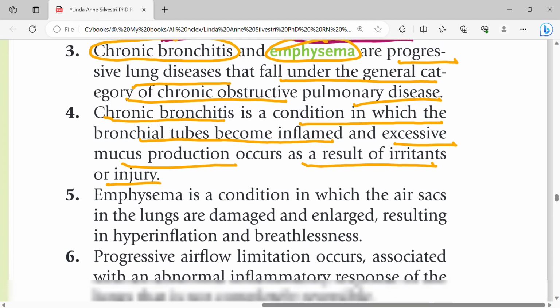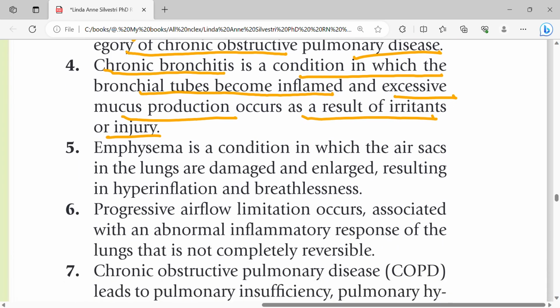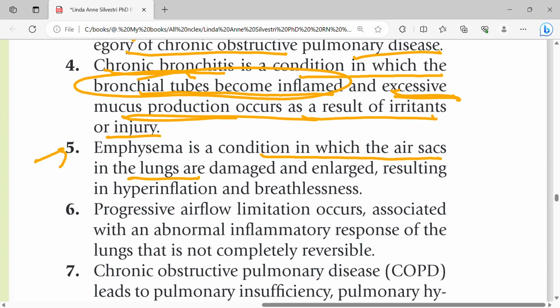Okay, the bronchial tubes become inflamed and excessive mucus production occurs. In emphysema, what will be there? Emphysema is a condition in which air sacs in the lungs are damaged. So in this, air sacs will be damaged and enlarged. The alveoli will be damaged and enlarged, resulting in hyperinflation and breathlessness.